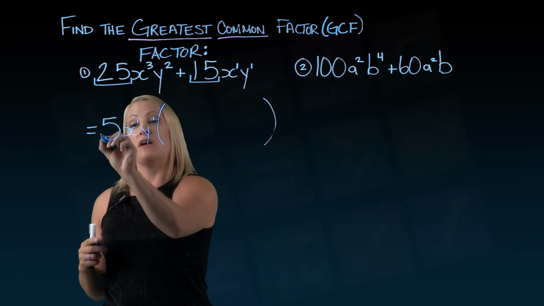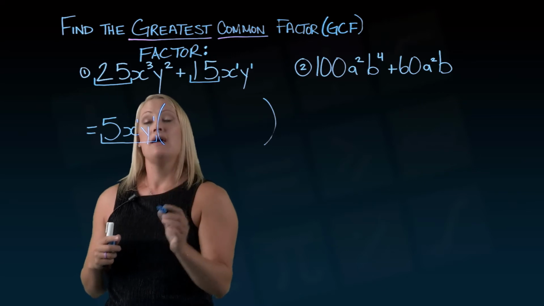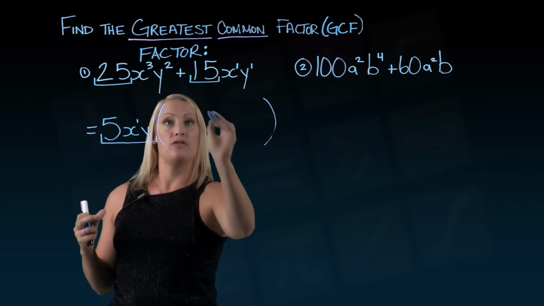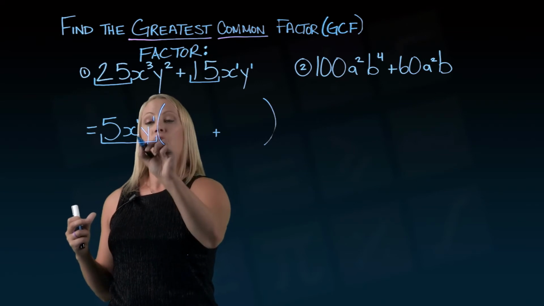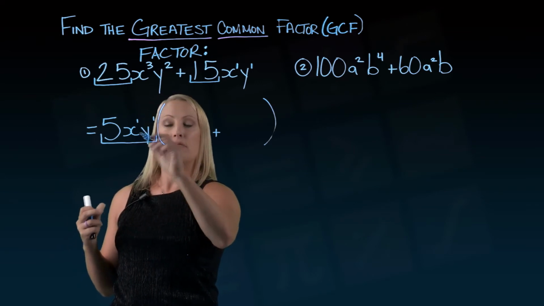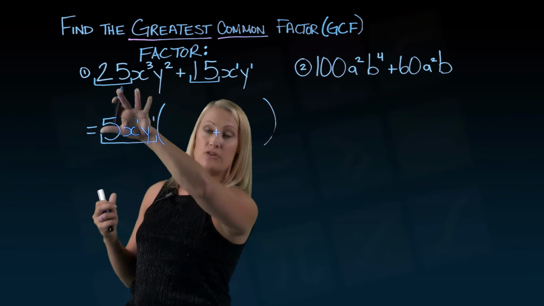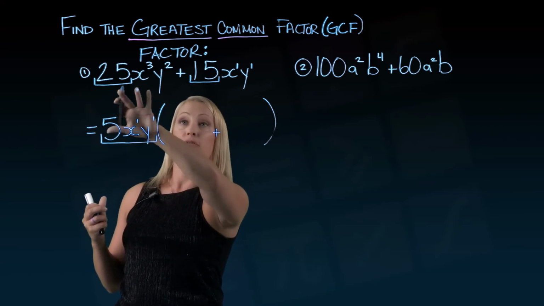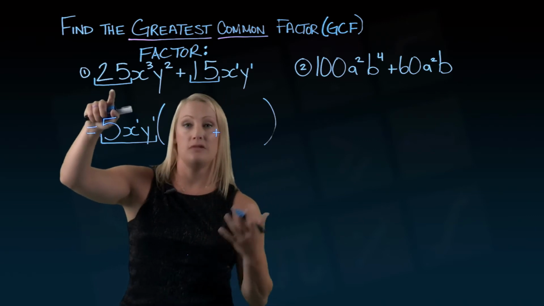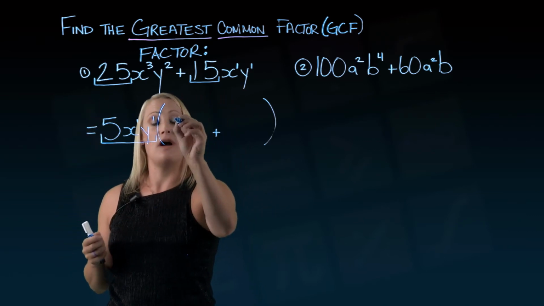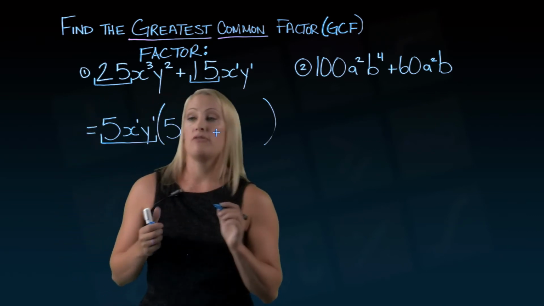So we need to look at 5xy, and there's a plus here, so I'll put a plus in the middle. What do I have to multiply 5xy by to get my first number, 25x^3y^2? First the numbers. 5 times what is 25? Well, 5 times 5 is 25.